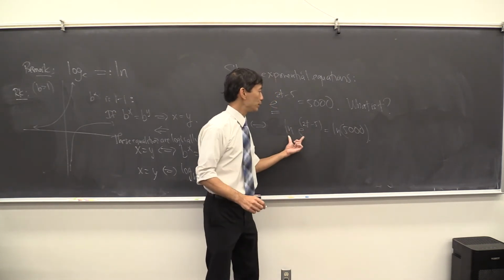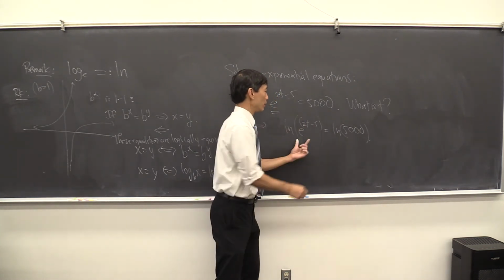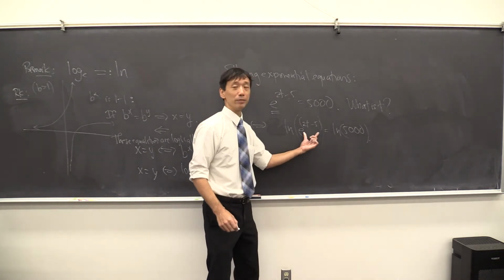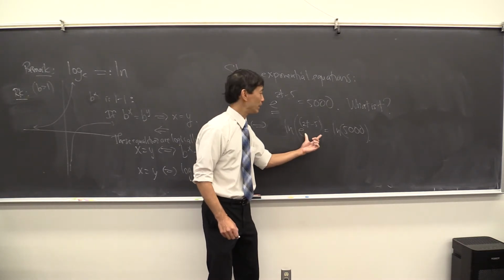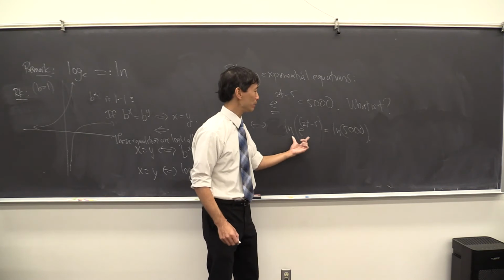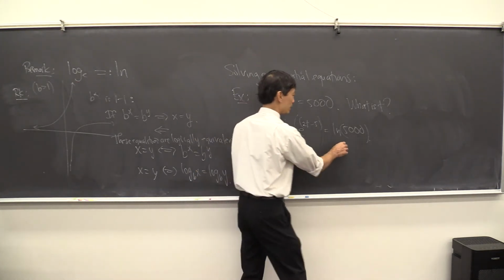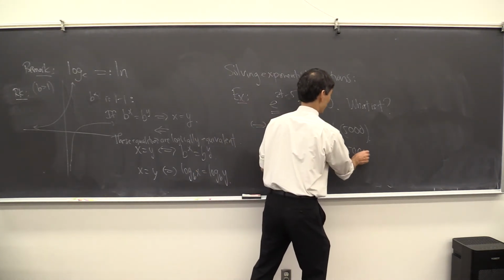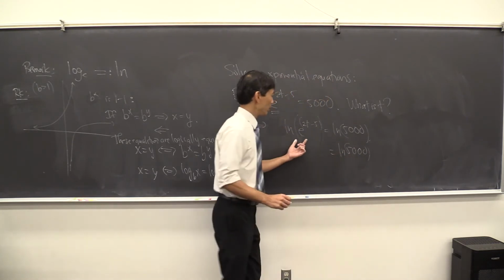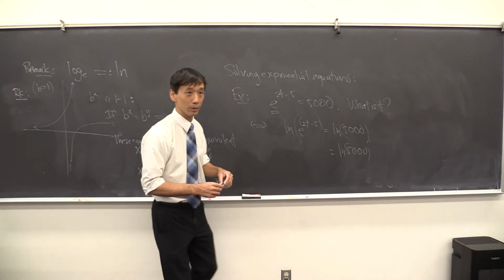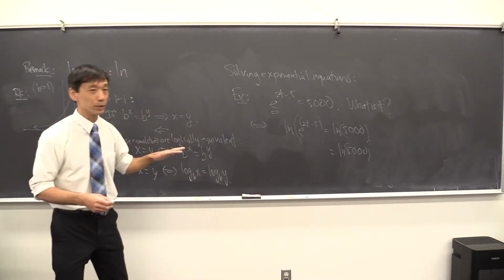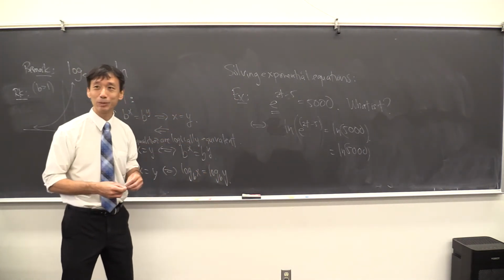Now, what's natural log of e to the 2t minus 5? Write down something, take 10 seconds, write down what this left side is. This right-hand side we're just going to leave. It's just natural log of 5,000, whatever number that is. But on the left-hand side, what is this? Hopefully that should be screaming something at you.